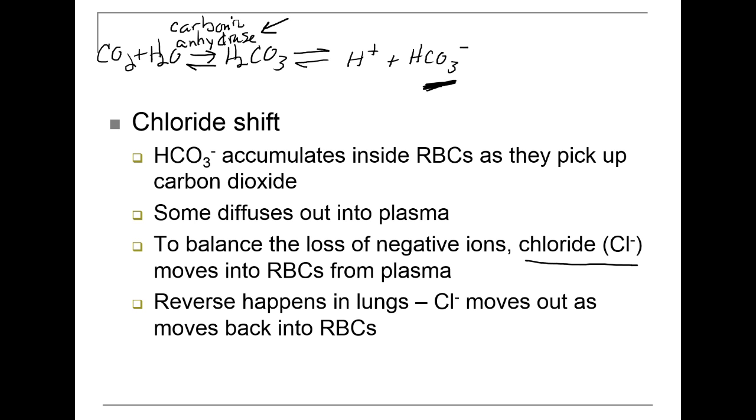And also we will see the reverse as well. We eventually will need to take that bicarbonate back into the red blood cell, recombine it with hydrogen ions, reform carbonic acid, and then from that, using carbonic anhydrase, reform carbon dioxide and water. So when that happens, we've got to balance that against the movement of the chloride ion as well.